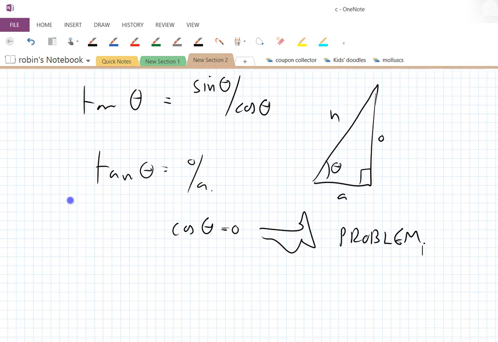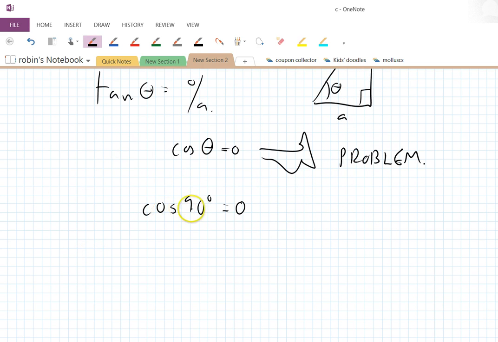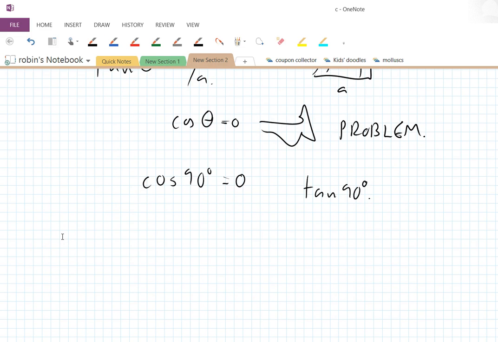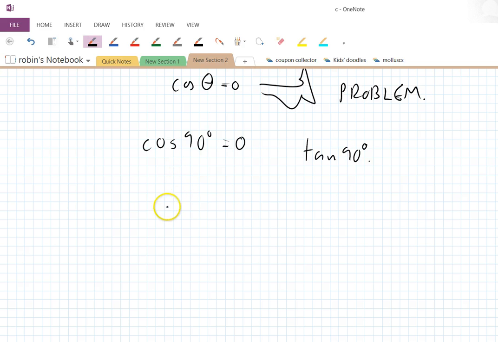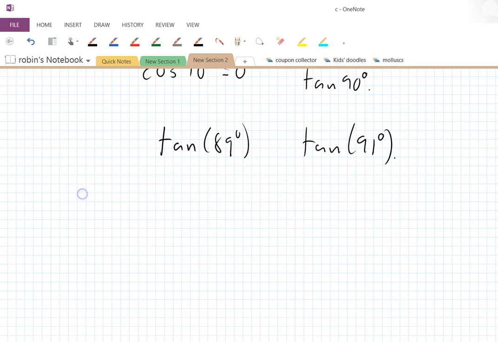So what we're going to do is investigate what happens near points where cos theta equals 0. And we know from one of the screencasts at least, that cos 90 degrees equals 0 exactly. So tan 90 doesn't exist. What we're going to do is look at this, and then I'll show you graphically what happens. So I'm going to look at the tan of 89 degrees, and I'm also going to look at the tan of 91 degrees and see what that looks like.